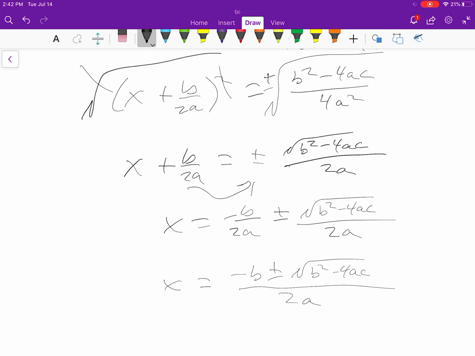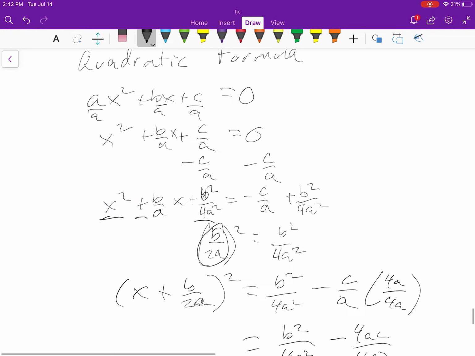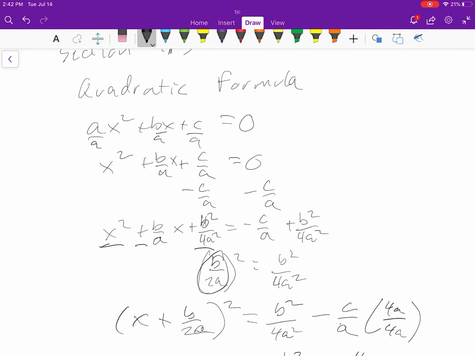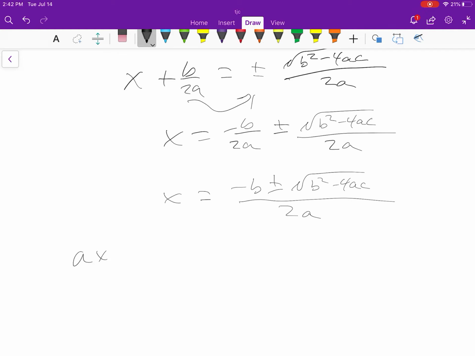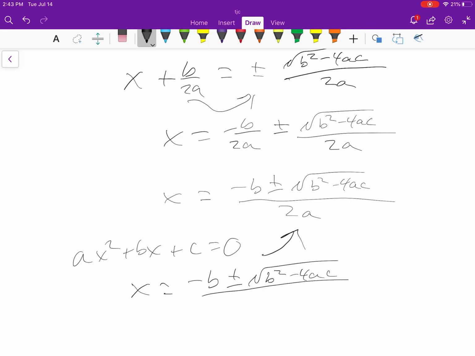So the whole reason, I don't expect you to be able to just derive this using just symbols. But that's how they came up with the formula, is they just did completing the square on the generic ax squared plus bx plus c. And so what the formula simply states is if you have something in this form, you can solve it by plugging a, b, and c, since they're numbers, into this equation. The solution is x equals negative b plus or minus the square root of b squared minus 4ac, whole thing over 2a. And that is the quadratic formula.